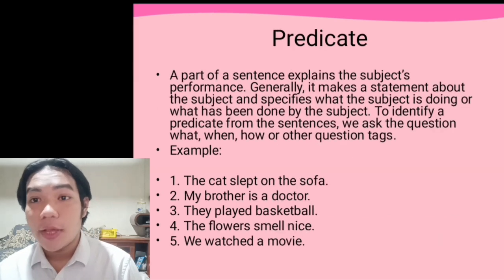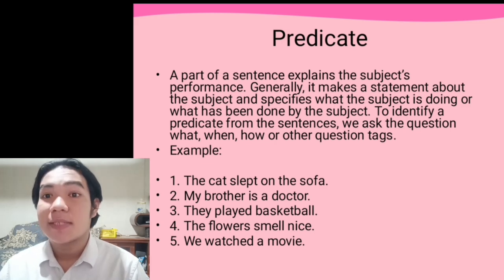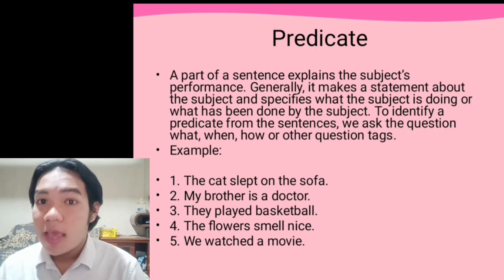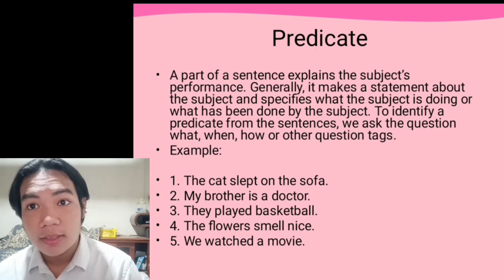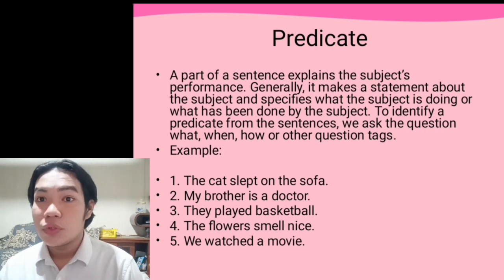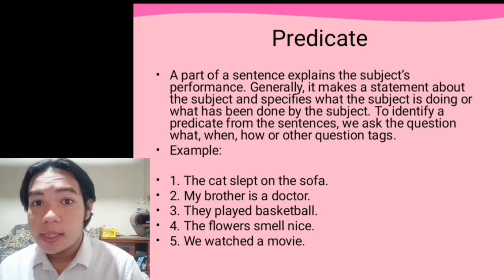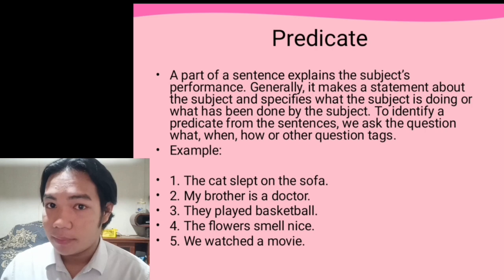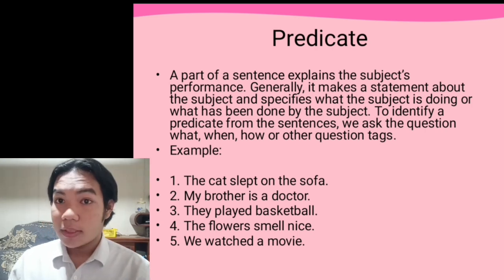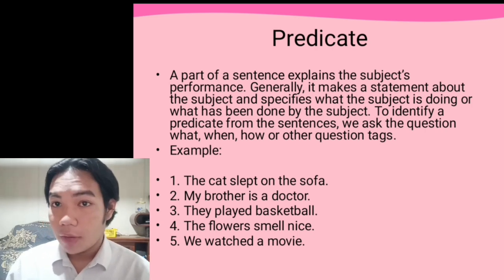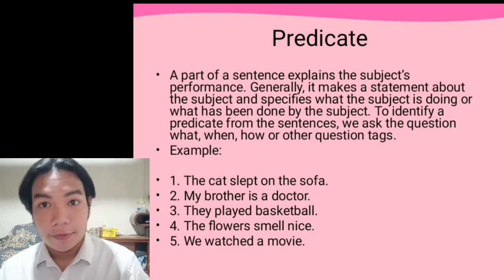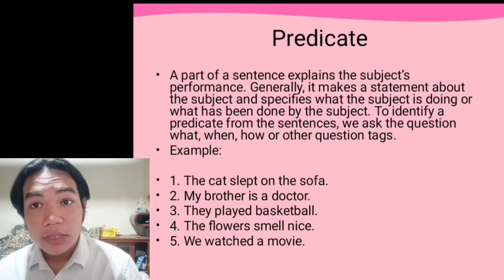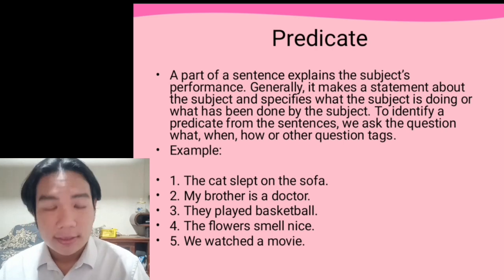So next we have the predicate. The predicate is basically everything in the sentence that's not the subject. It tells us what the subject does or is. It usually includes the verb, the object or complement, maybe even the adverbial. You can think of a predicate as the action description part of the sentence.